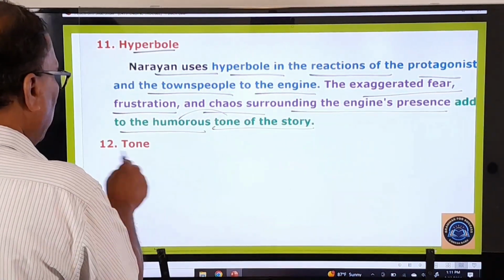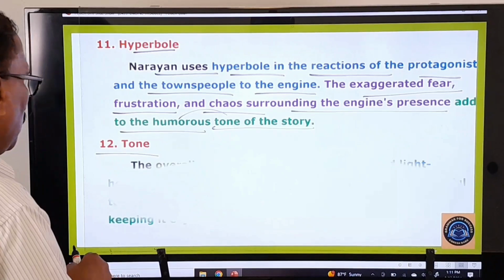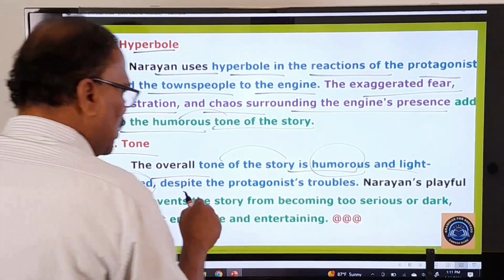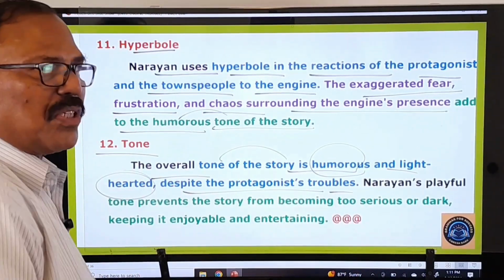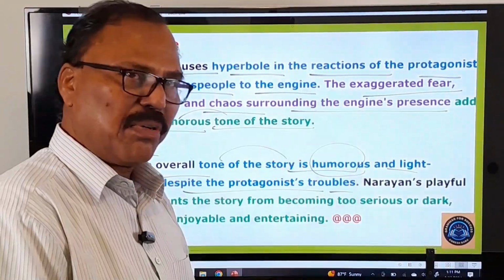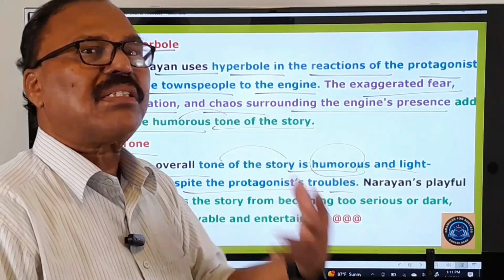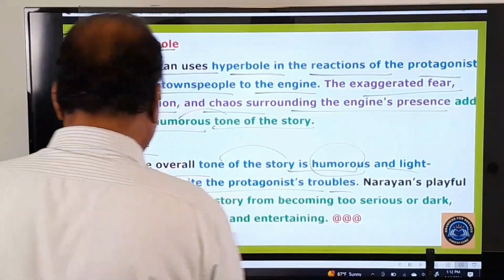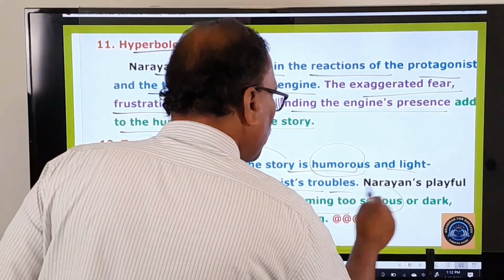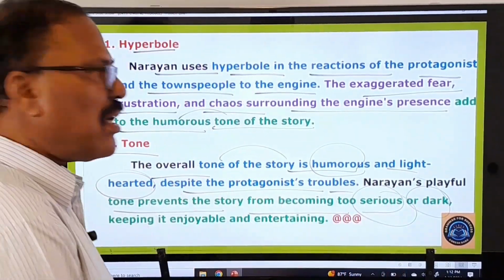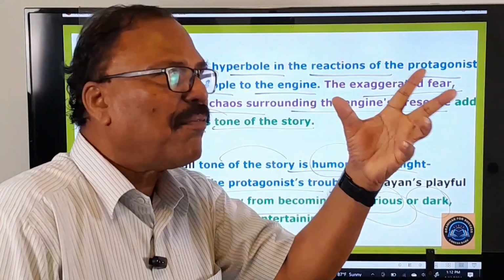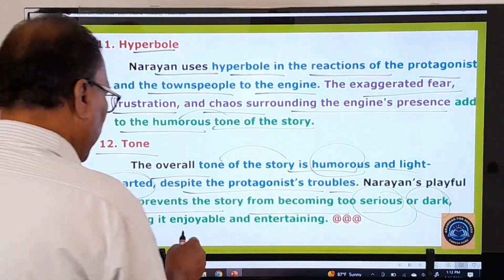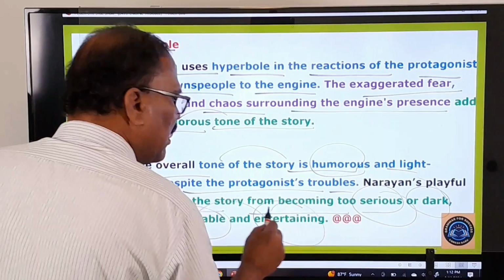And the tone here is there. The 12th one is the tone. What is this tone? The overall tone of the story is humorous, light-hearted. This is very important. Of course, the protagonist has got so many troubles in the story, but despite all these troubles, this story is very humorous and light-hearted. Narayan's playful tone prevents the story from becoming too serious and dark. And because of Narayan's knack of storytelling, it is not made very serious or dark, but he has made it enjoyable and entertaining.